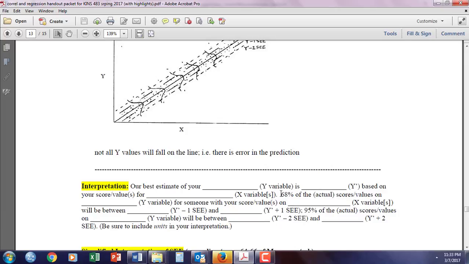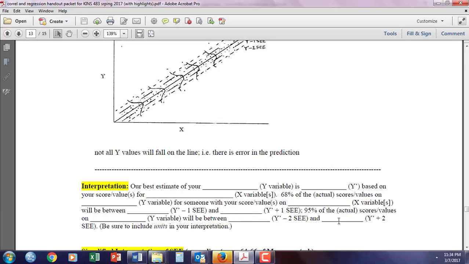So I've told you your VO2 max is 50 mils per kg, but that's only an estimate. It turns out that 68%, or 2/3, of the time, it's actually going to be between 45 and 55 mils per kg, because the standard error of the estimate that we've calculated, let's assume, is 5 mils per kg. Similarly, 95% of the actual scores or values on VO2 max are going to be between 40 mils per kg and 60 mils per kg.